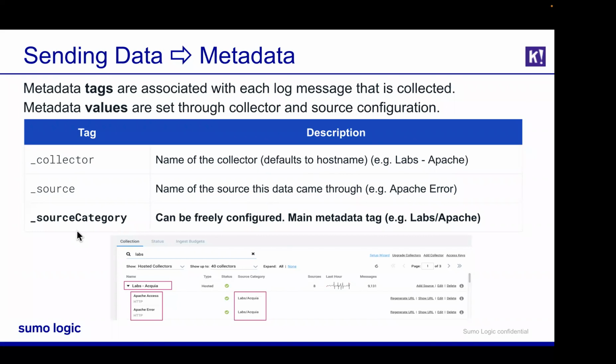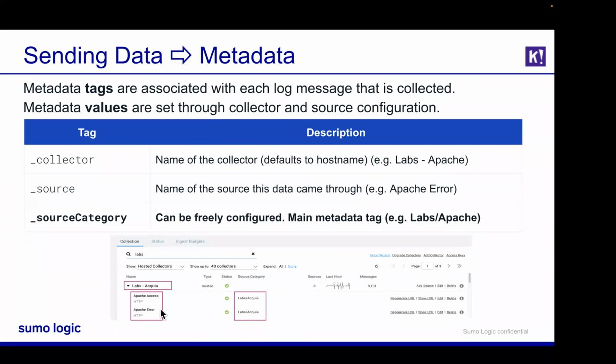The one that you'll see us use most frequently, if you haven't already seen it throughout our courses this week, is the source category. The underscore source category is the metadata tag that can be freely configured. So we can freely configure that to labs Apache. Now that's going to get everything under Apache, but let's say we want to get labs Apache Error, or labs Apache Access, or AWS Region 1 Apache Access, or prod. So again, it can be freely configured.